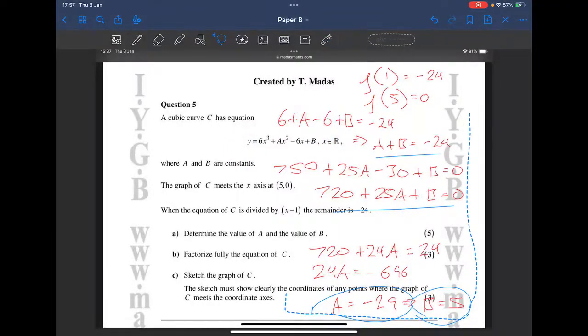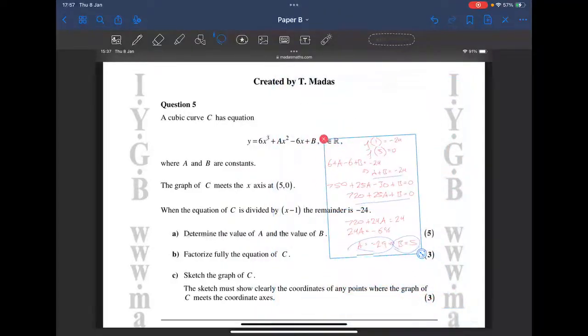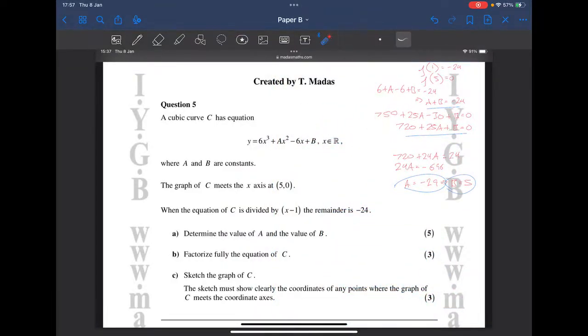And hopefully that should be all spot on for that one at the top. Let us just shrink this up a little bit, give me some more space to work with. And let's see what's going on now. So I'm going to fully factorize it. Firstly, let's write down what we have as one full equation. So 6x cubed. A was negative 29, so we've got that many x squareds. We've got the negative 6x and then plus a 5.